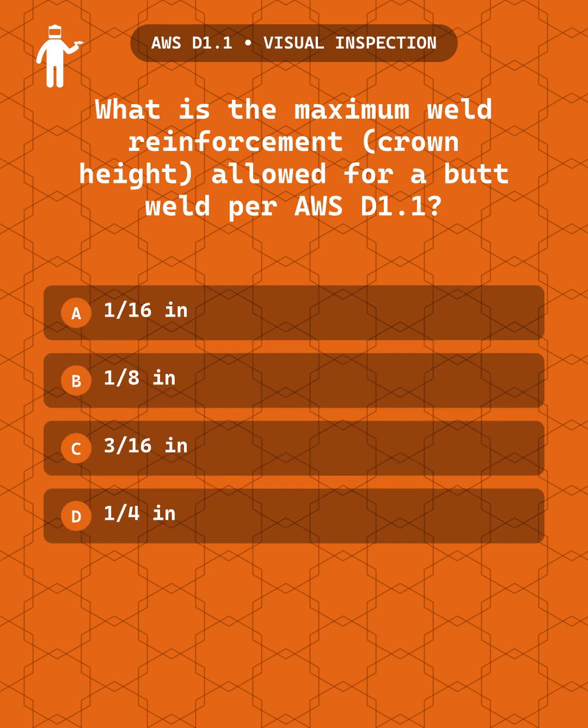Question 9. What is the maximum weld reinforcement, or crown height, allowed for a butt weld per AWS D1.1? Is it A, 1/16 inch, B, 1/8 inch, C, 3/16 inch, or D, 1/4 inch?